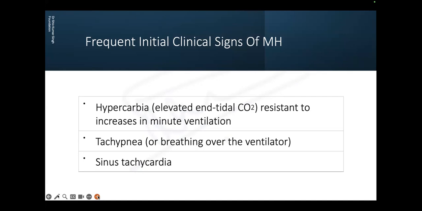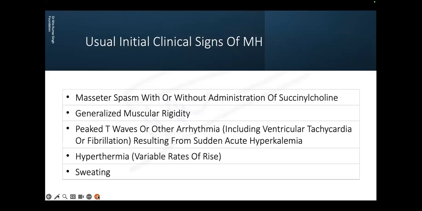And sinus tachycardia. These three signs are the most frequent ones, and the usual initial signs. Others are, especially in children, masseter spasm with or without administration of suxamethonium. Then generalized muscle rigidity. You see changes with hyperkalemia, like peaked T waves. You can get other arrhythmias like ventricular tachycardia, fibrillation. And you can even get asystole in some of these patients because the potassium climbed quite a lot. Hyperthermia is a variable rise. So in some patients, especially in children, it can have a rapid rise. Sweating because of hyperthermia can also be present.